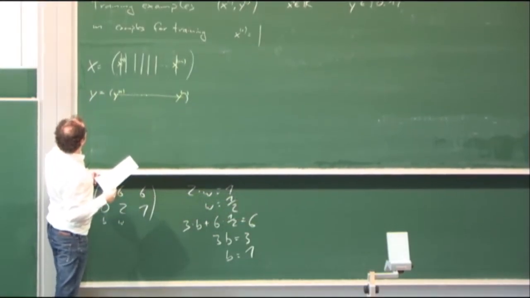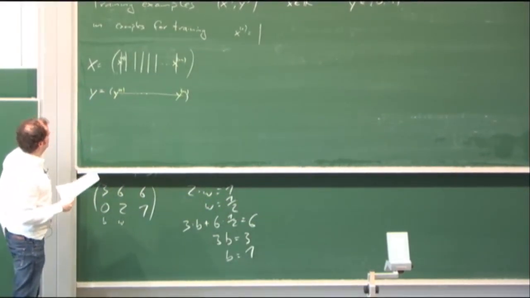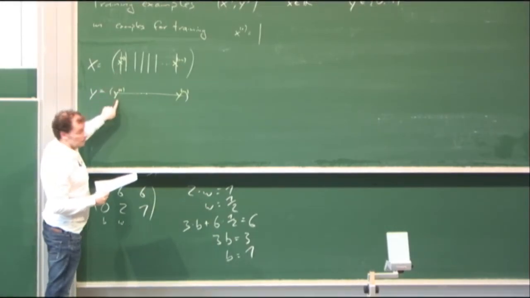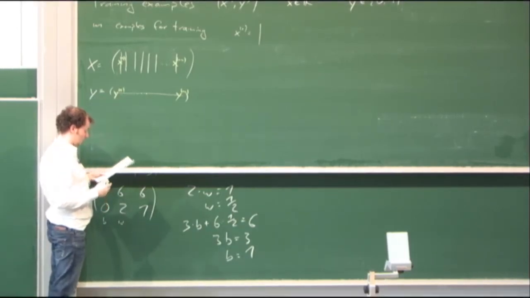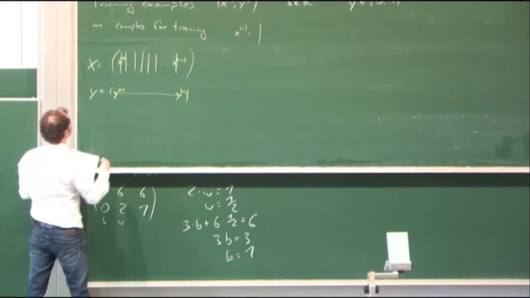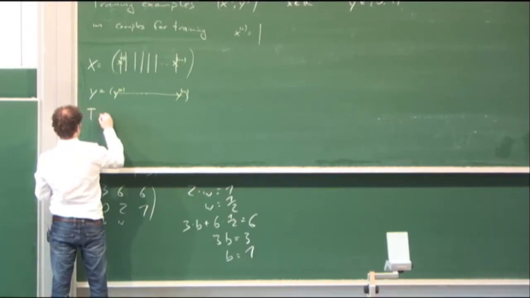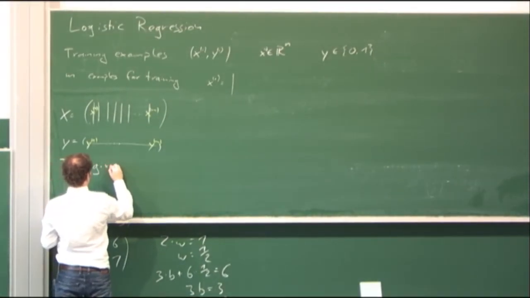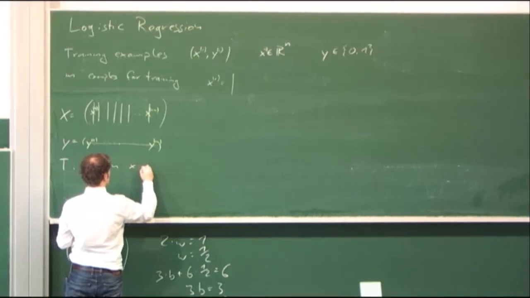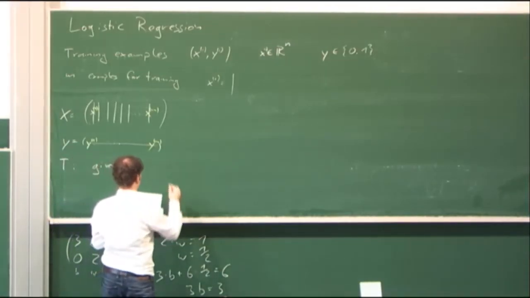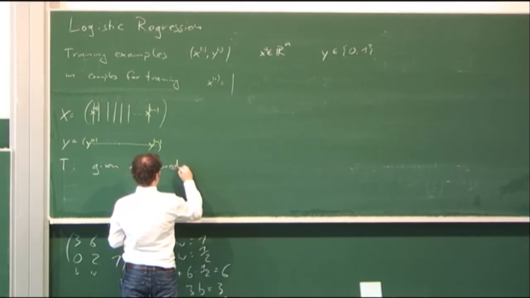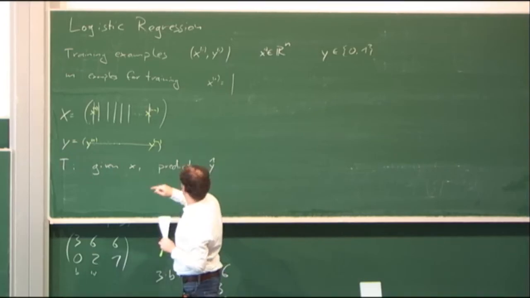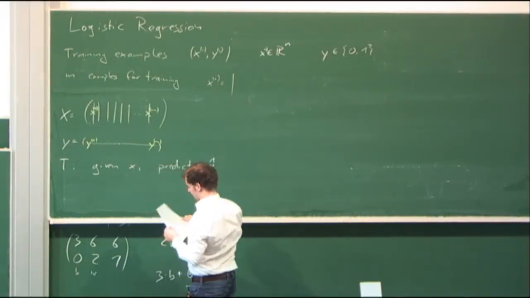Okay. And now our task, similar to linear regression, will be to predict y from x. So I give you x, and I want you to predict y for that. So the task is the following. Given x, predict y hat, or calculate y hat as a prediction for y.